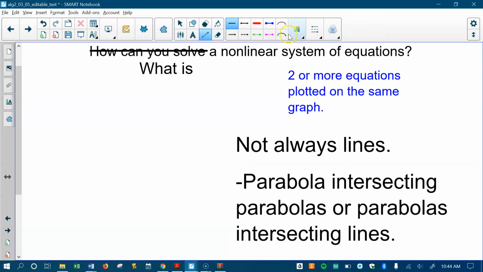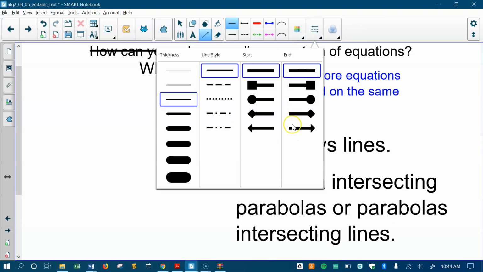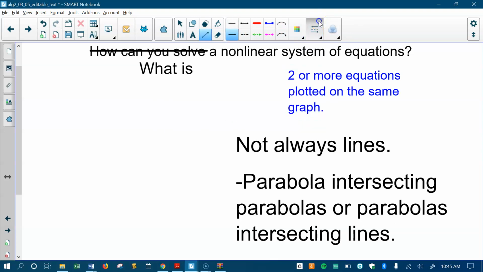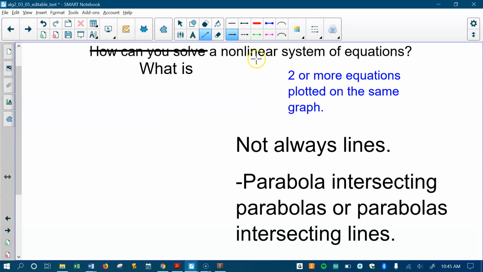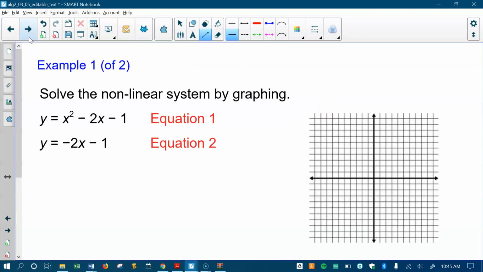So that's what those two things mean. Let's just put a little arrow here. Okay, and we're going to work on solving those in the next 4 minutes. So let's keep going. Let's solve this problem, equation 1 and equation 2.